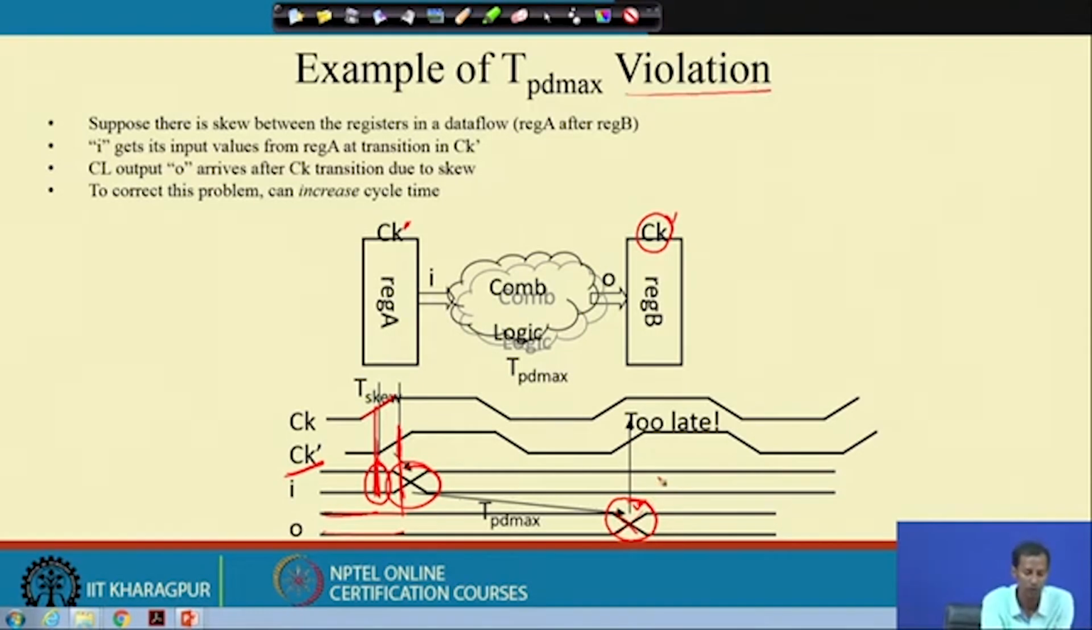Here you see, suppose there is a skew between the registers in the data flow, register A and register B. I gets the input value from register A and transitions at Ck dash. Then the clock output O arrives at clock transition due to skew. To correct this problem we can increase the cycle time.